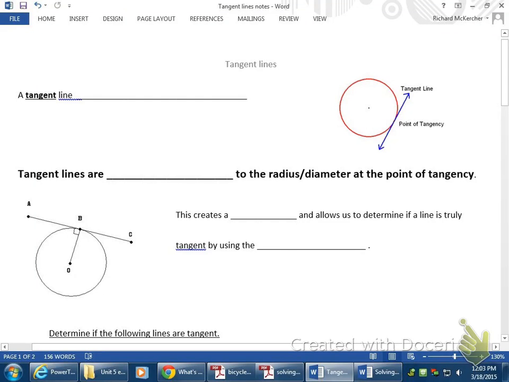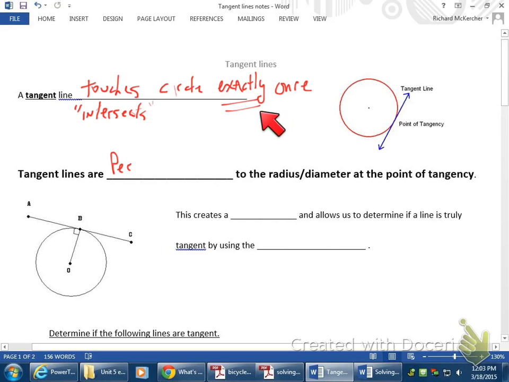Alright, Math 3. I'm going to fill out some notes on tangent lines. We remember from our vocabulary the other day that tangent lines touch a circle, or intersect is a better word, the circle in exactly one place. Here we have a picture of a tangent line, and that point that it touches is called the point of tangency. Just to highlight that, the point of tangency is right there.